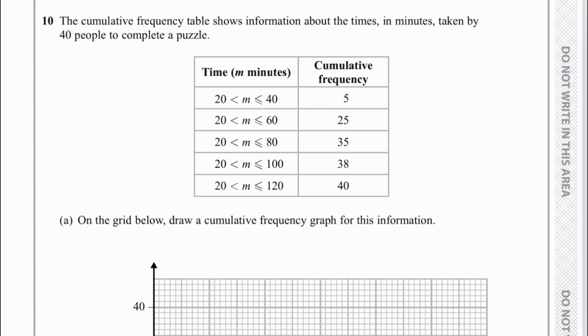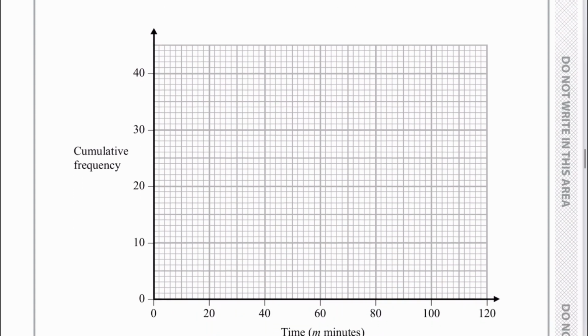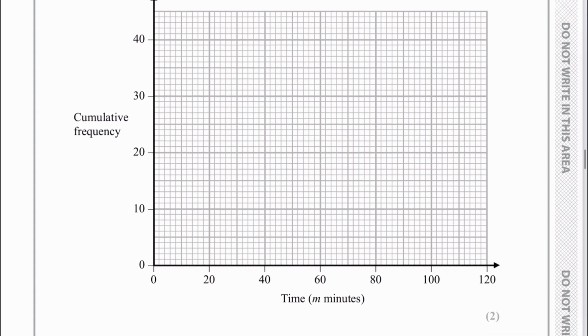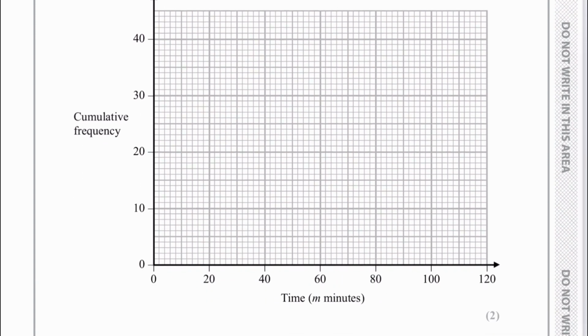cumulative frequency graph. Now it's going to be a little bit tricky on the video, but hopefully you'll be able to see that what I'm actually going to do is plot 5 to 40, 25 to 60, 35 to 80, 38 to 100 and 40 to 120. And that will give me the ability on this grid to plot a very nice cumulative frequency graph that will look something like this.